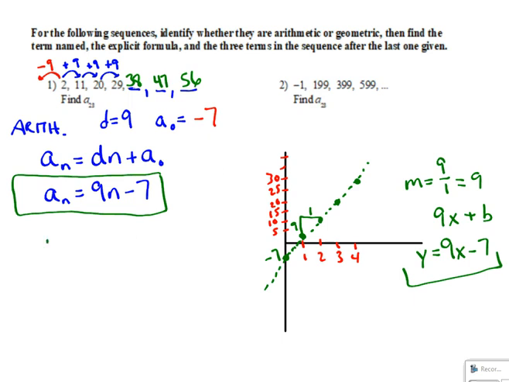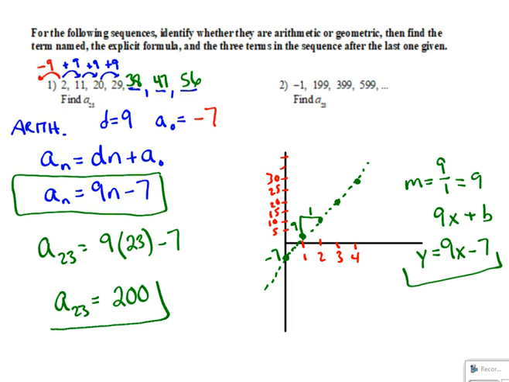And the last thing, we need to find a sub 23, the 23rd term. So that's what I put in for n. n is just 23. So I do 9 times 23 minus 7. 9 times 23 is 207, minus 7 is just 200. So the 23rd term is 200. And that's all there is to that one.